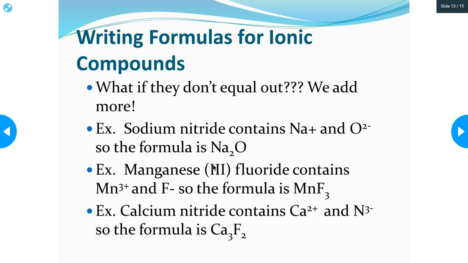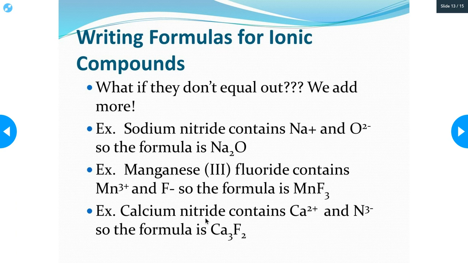Then we have manganese 3 fluoride, and the 3 indicates that manganese is giving away 3 electrons. So that's why we have the 3 plus here. But fluorine will only take 1 electron because it's in group 17, so it's a 1 minus. And so we have to make this work. Manganese has to give away 3, fluorine will only take 1. So what we do is we just add in more fluorine so that we'll have 3 plus and 3 minus. So when we have 3 fluorines, we would write this as MnF3.